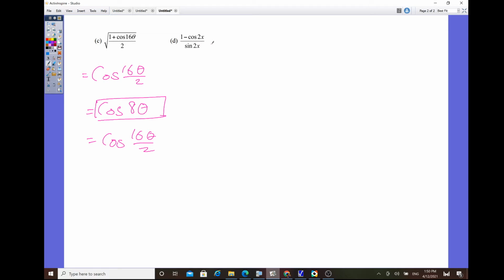And then what about this one? Try to use the tangent formula: (1 minus cosine of 2x) over sine of 2x. In other words, it's tangent of 2x over 2, which is the same as tangent of x. And you can also verify that by using the double angle identity. So 1 minus cosine of 2x is like 1 minus, let's see.